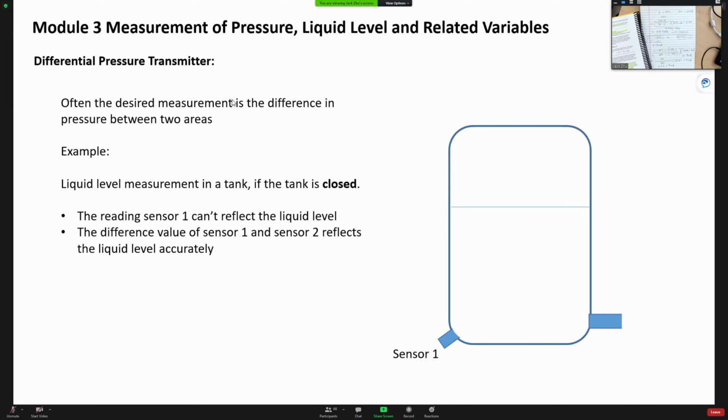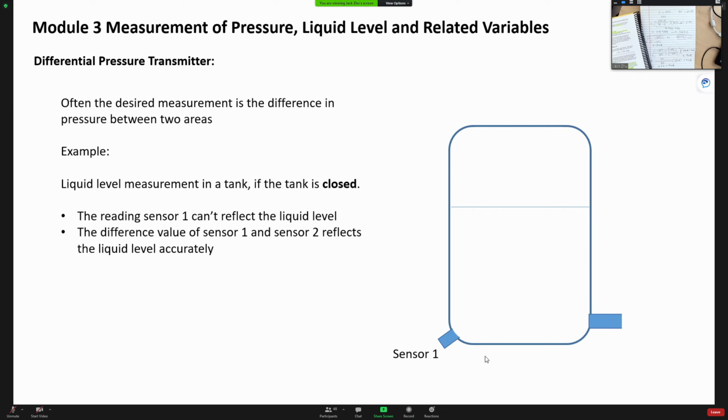Okay, so there are different ways we can measure the liquid level in a container. We use a differential pressure transmitter. They usually measure the difference of the pressure between two areas. Consider the liquid level in a closed tank. We have the liquid level up to here, but we don't know if the empty space above, those gases or air, got compressed or not.